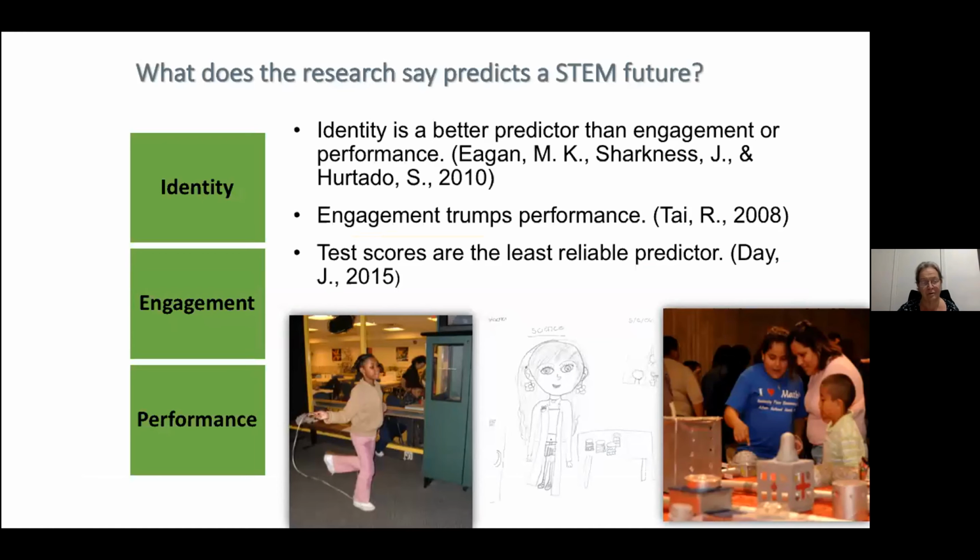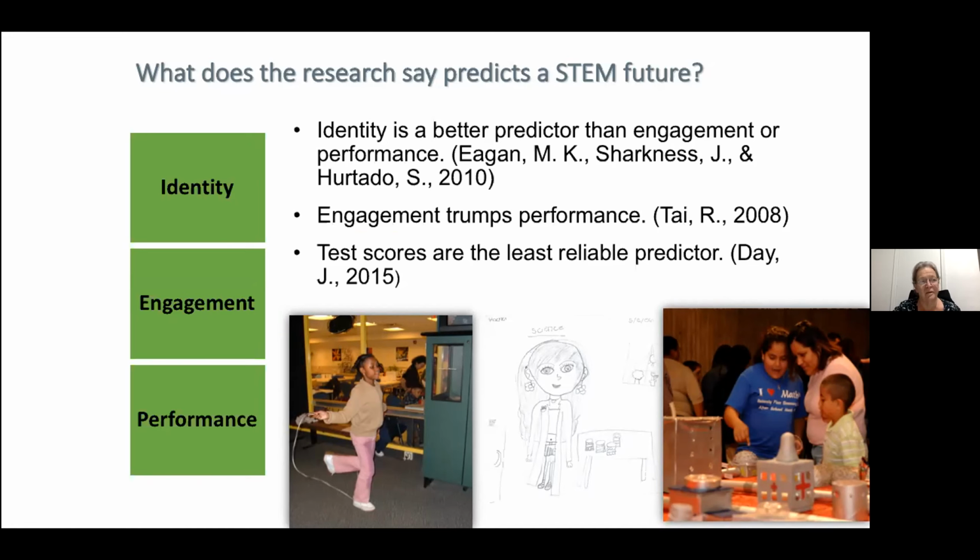And here's the truth, that in point of fact, the best predictor is actually identity. The second best predictor is engagement, and the least relevant predictor is performance. So the actual lineup is identity, engagement, performance. So it's, I am a scientist or a mathematician or an engineer. I like what I do, and I can find out what I need to know.